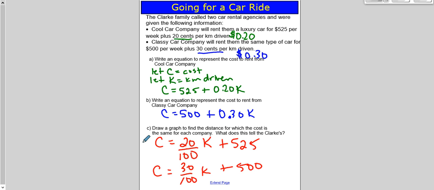So let's go here and create a grid. I'm going to draw a line straight down and a line straight over, and I'm going to label a few things just to get us started. So this is our independent variable. This would be our kilometers driven, so that would go here. And up here, my cost is my dependent variable because my cost depends on how far I drive.